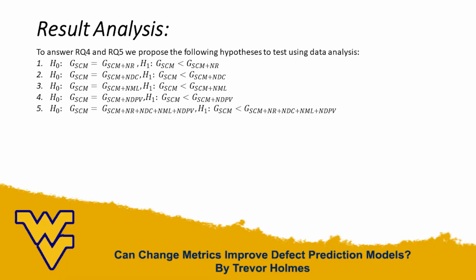In order to answer research questions 4 and 5, we had proposed some hypotheses. So we proposed 5 of them. The nulls were basically that the simple models that just included the static code metrics, when compared to the advanced models, their G-scores did not change. And then the alternative hypothesis is that the simple model's G-score was less than the advanced model G-score.